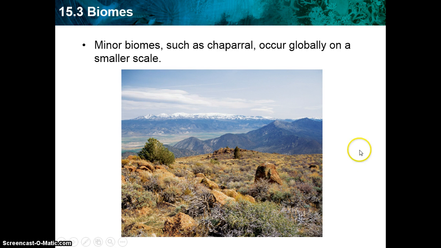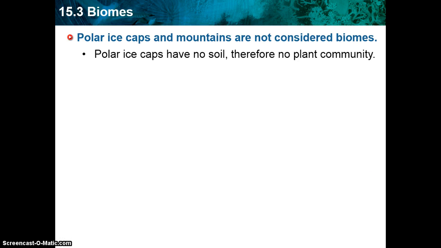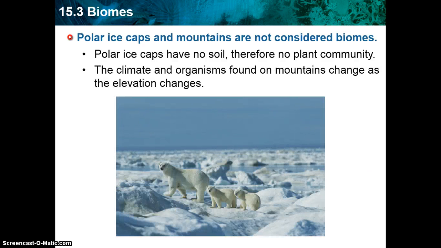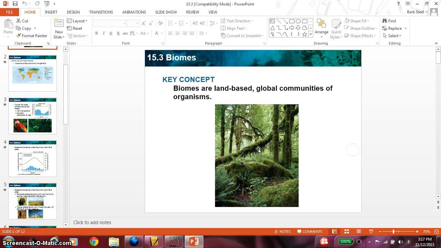Minor biomes that your textbook includes are the chaparral, and they occur globally, but they're on smaller scales. The polar ice caps and mountains, we really don't consider those biomes. Polar ice caps have no soil and therefore no plant community, and remember that the amount of precipitation and the types of plants that grow in an area determine what lives there. There's not a lot of plants, so we're not going to consider the ice caps a biome, and the climate and organisms found on mountain ranges changes as the elevation of the mountain changes, so they're not considered a biome because those are specific for different types of organisms.